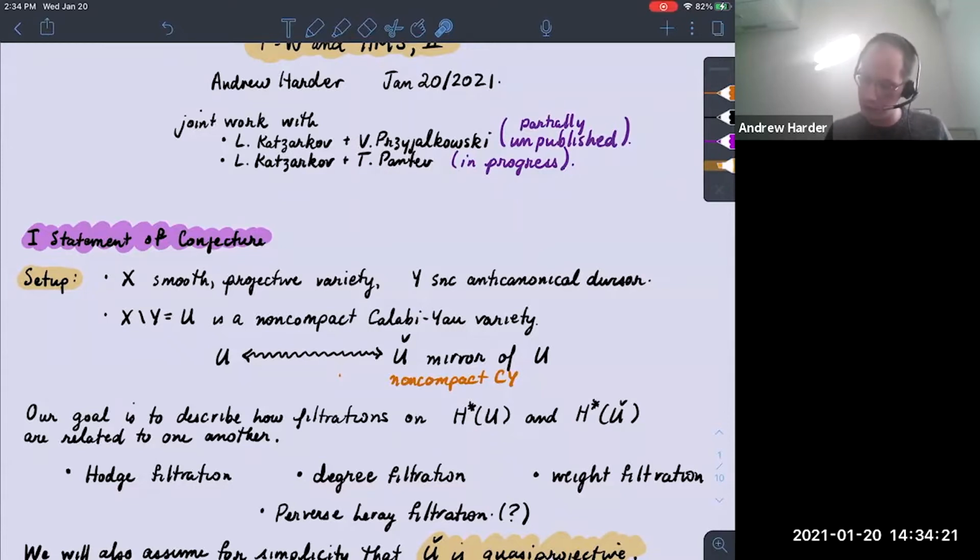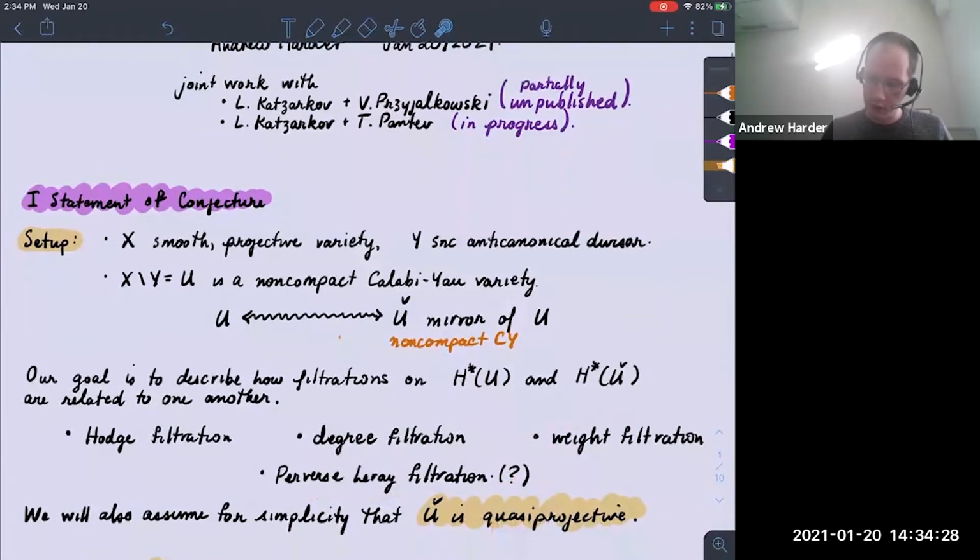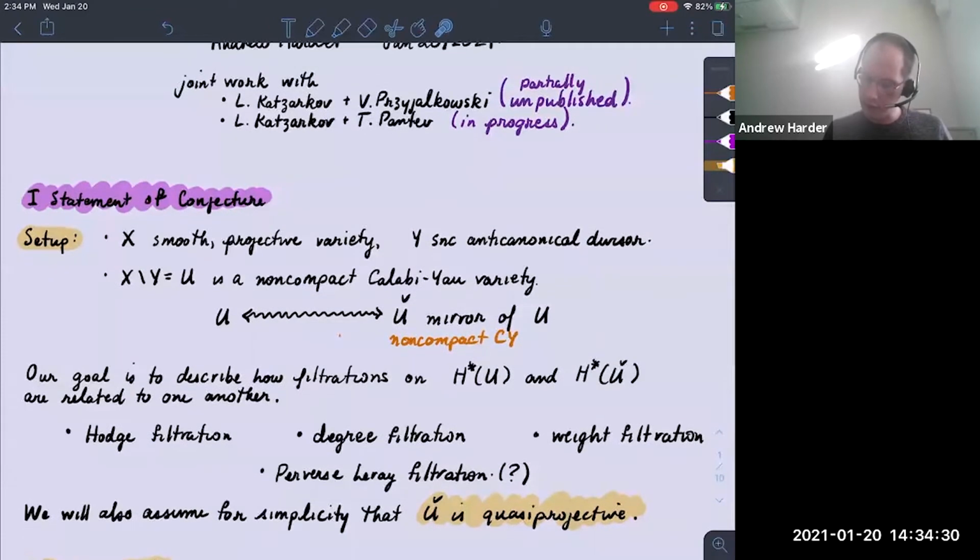And what I want to really focus on is the weight and perverse Leray filtrations on their cohomology. So these are the filtrations that really play a bigger role in what I'm going to discuss today. You can layer on top of that the degree and Hodge filtrations, but for now, I'm going to ignore them a little bit. As I said also, we're going to assume that U check is quasi-projective. This gives us a nice way to define the perverse Leray filtration on its cohomology in a canonical way.